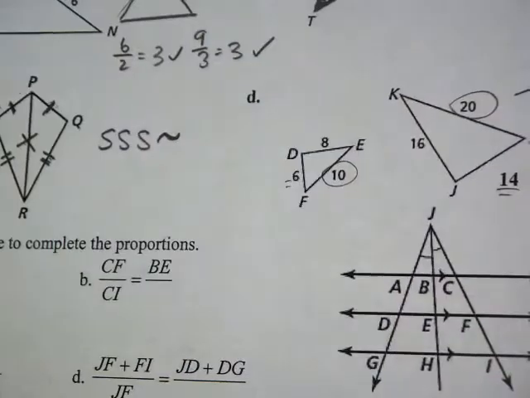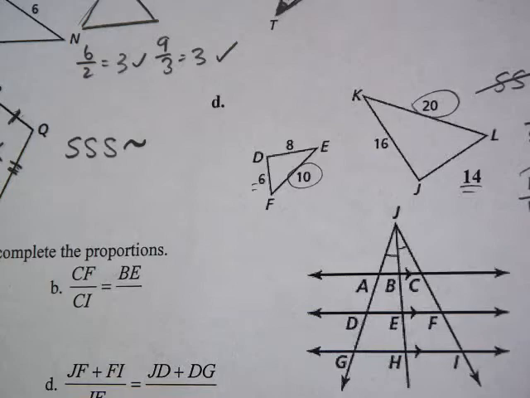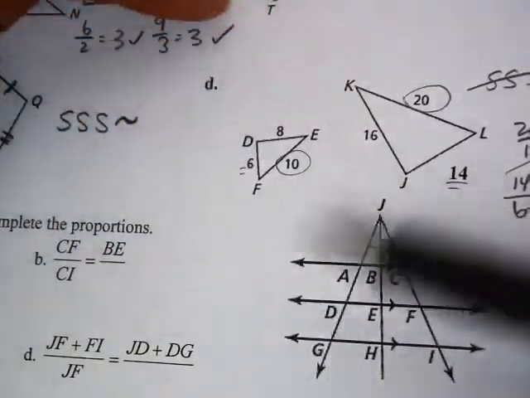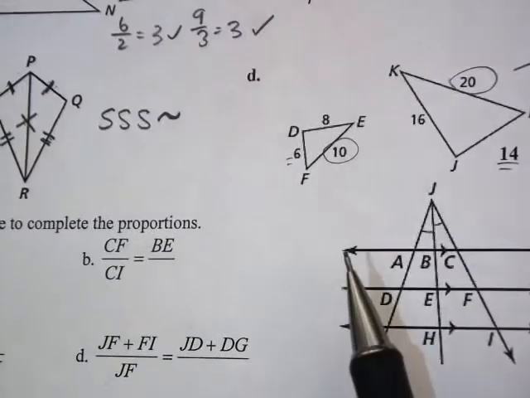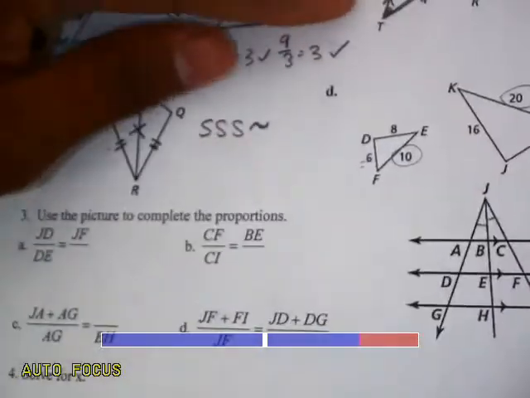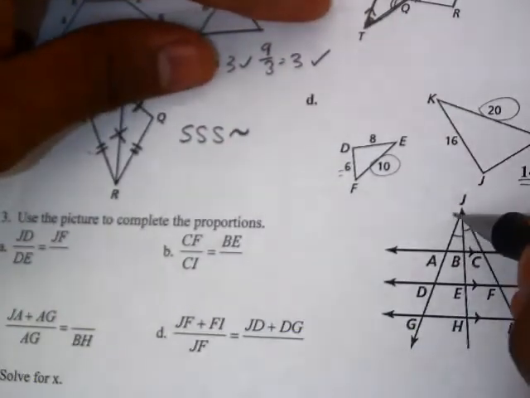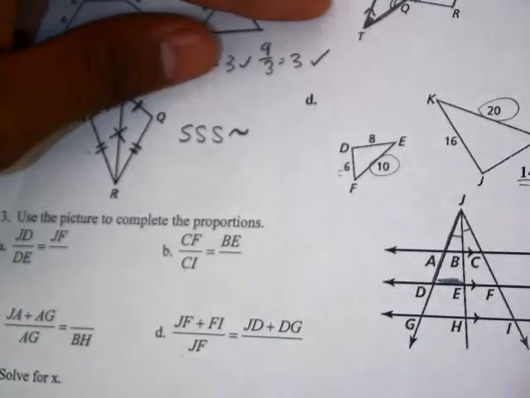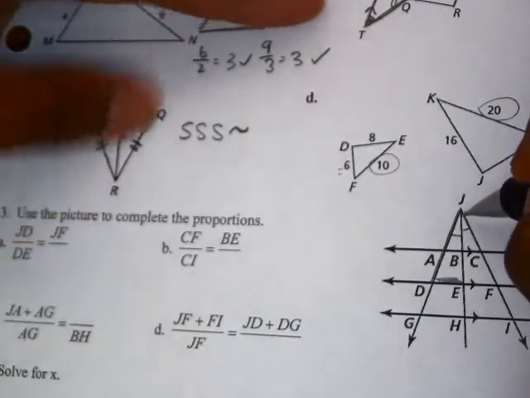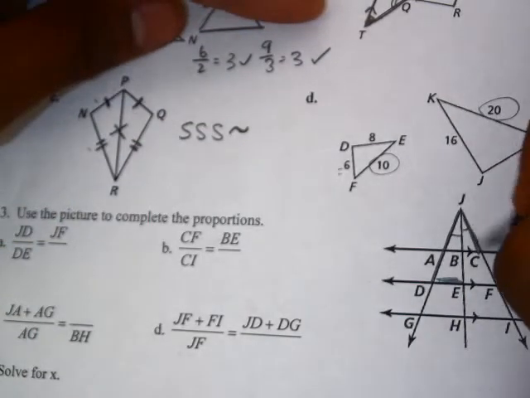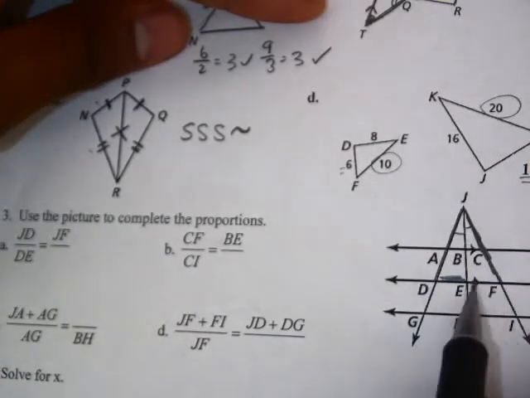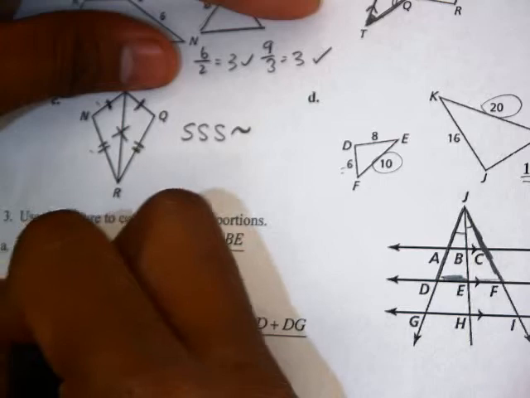For number 3, we're going to use the picture to complete the proportions. All those lines are parallel, so they will create proportional parts. We just need to find their matches. So JD, this length, over DE should be proportional to, should be equal to JF. And so I need this part. That matches up, so I need FE.